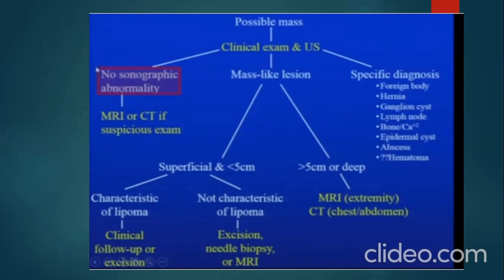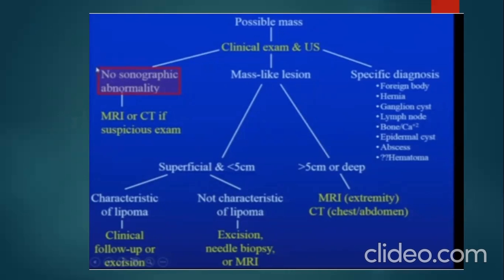In cases where, for example, we are dealing with foreign bodies, a hernia, a ganglion cyst, a lymph node, a bone or a calcification, an epidermal cyst or abscess. Then in other cases, hematoma. And you will notice that on hematoma, there are question marks there. You will realize later why we put a question mark on hematoma.